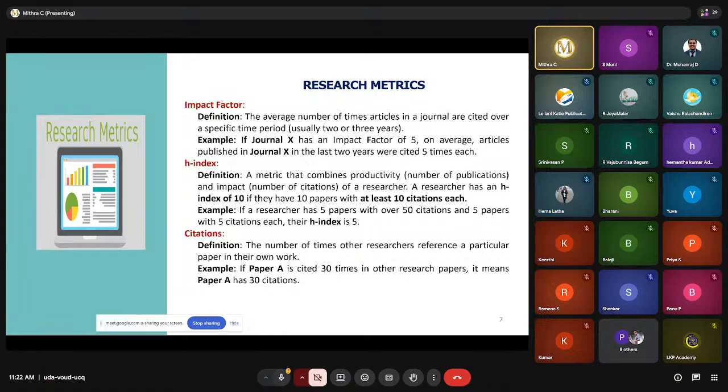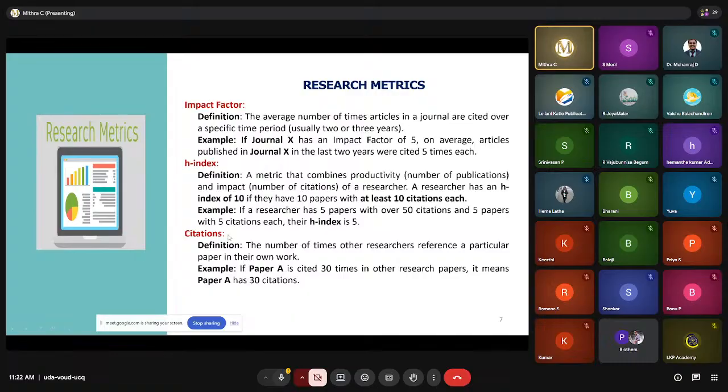It is like a ratio. How many researchers have read how many citations? So it is proportional to citation, and the paper count is proportional. So that is what the H index refers to. Here it combines both productivity and the number of citations of the research, based on which the H index will be calculated.